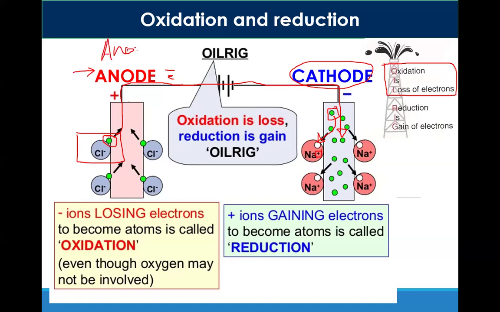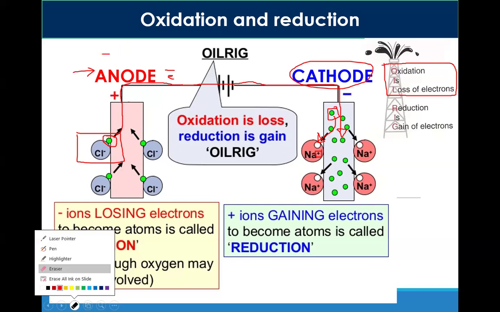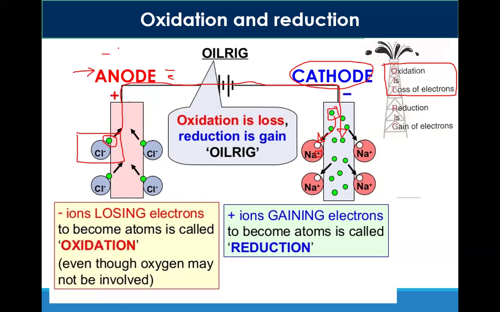So at the anode, we'll have oxidation. The easiest way to remember this is by using a simple mnemonic, or memory aid, which I'll tell you about later. On the cathode side, we have sodium, which is gaining electrons, and we know that the gain of electrons is reduction. This is basically a redox reaction occurring. So electrolysis is actually reduction and oxidation at play. At the anode, we have oxidation.